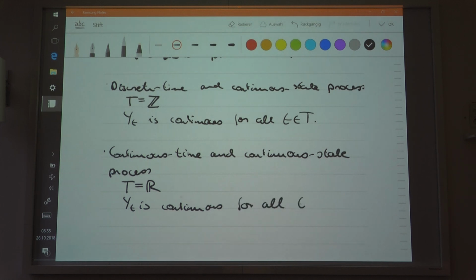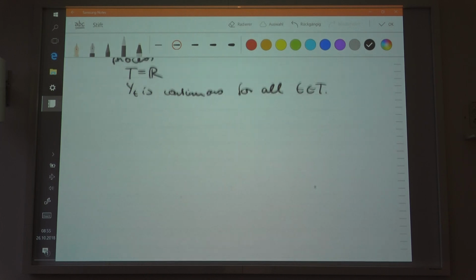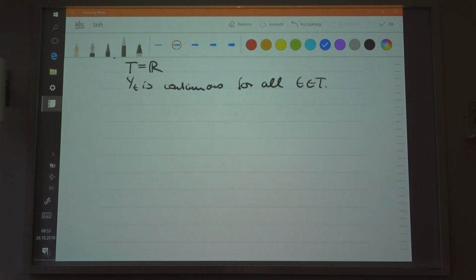For all points of time, we're not going to distinguish. So let me just demonstrate how this might look. For instance, let's start with a continuous time and continuous state process.